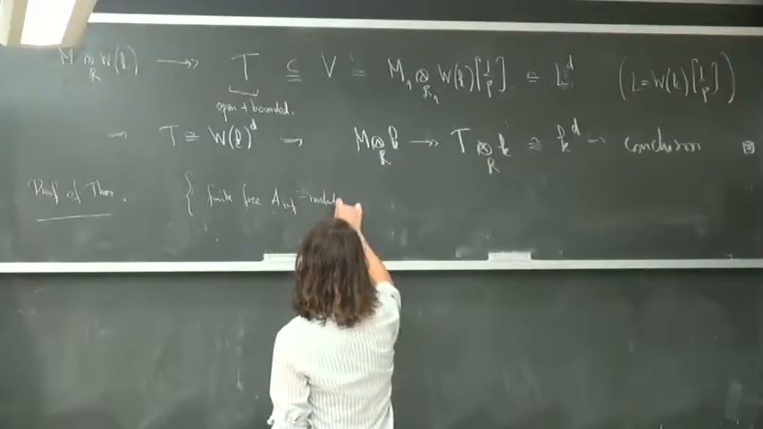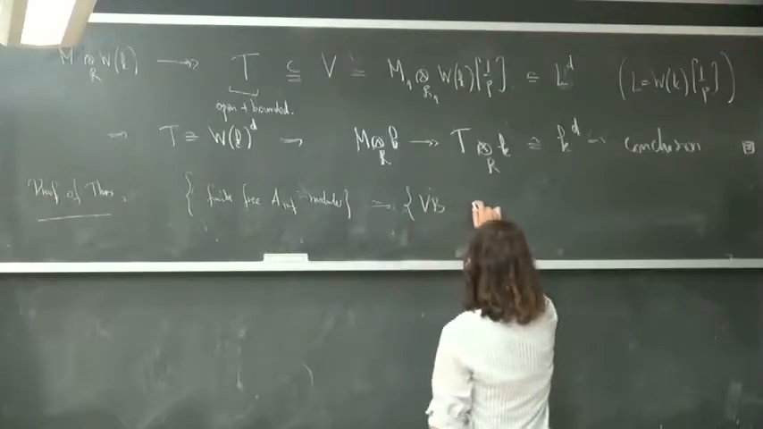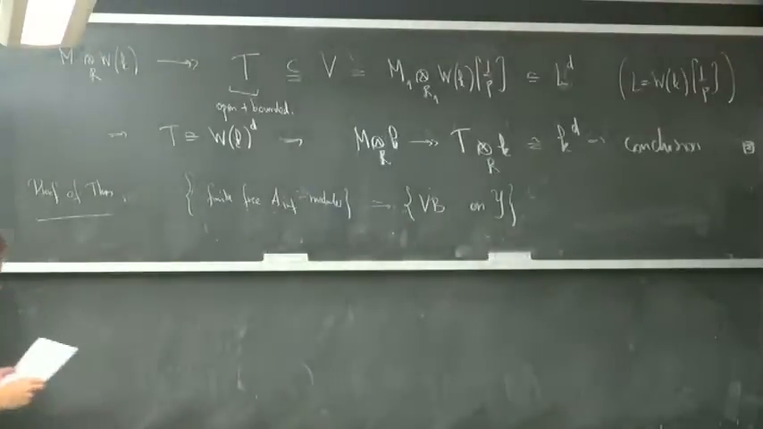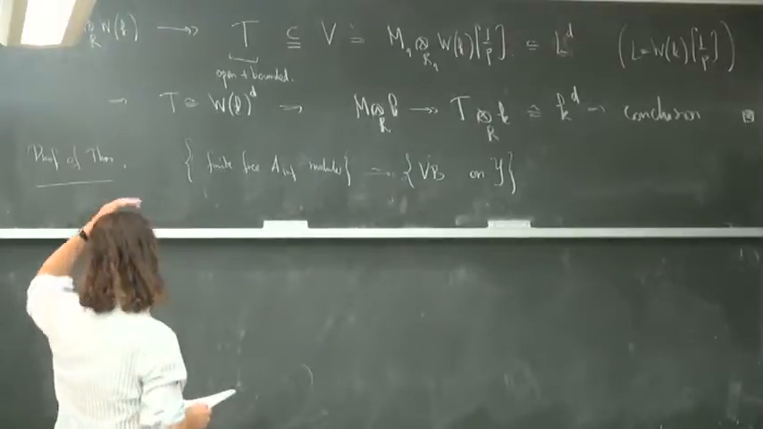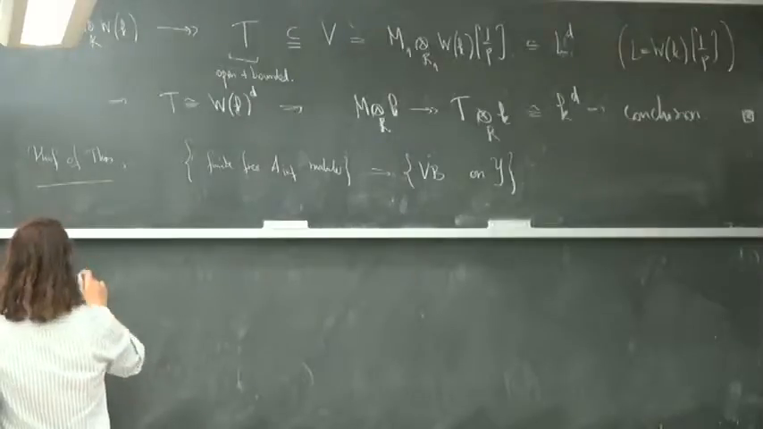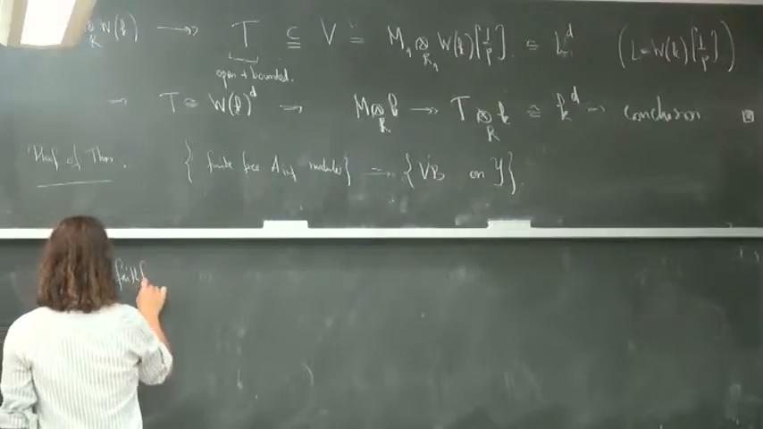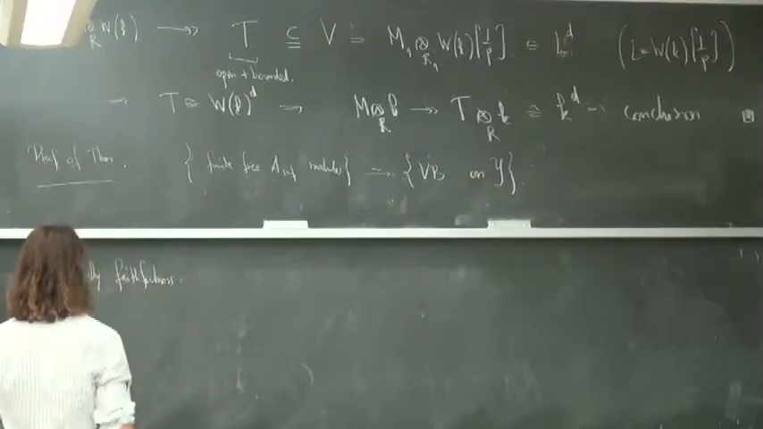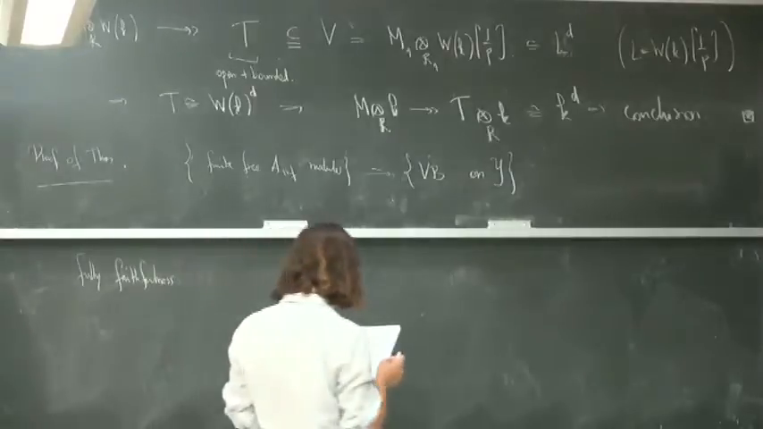What do we want to do? We want to prove that finite free A-inf modules go isomorphically to vector bundles on Y. Yeah, that's the statement. Let me just say what you need to prove for full faithfulness, and it's not so hard.